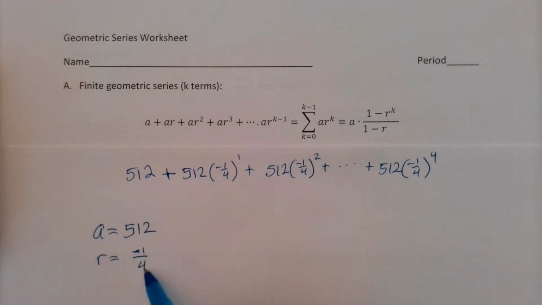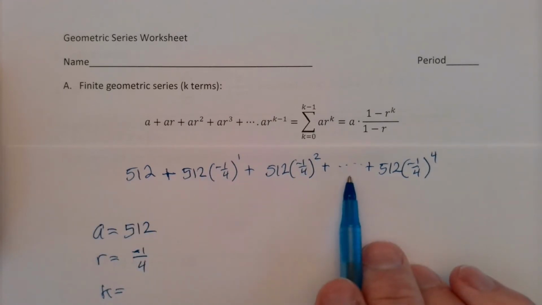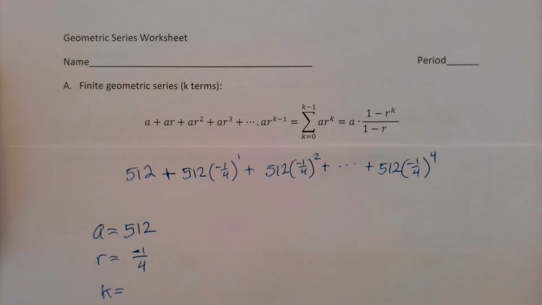First term 512, common ratio negative 1/4, and how many terms? It's not 1, 2, 3, 4 terms. Remember, there's missing terms here. So in this case, you either have to write them all out, or you have to go to that highest exponent and add 1. So there's 5 terms.